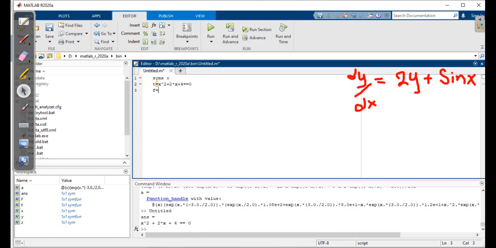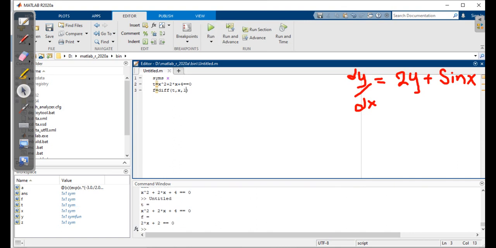So for example, f is equal to diff. The diff function is used to take the derivative. The first parameter is the equation, the second parameter is the variable with respect to which we want to take the derivative, like x, and the third parameter is the order of the derivative, first order, second order, or anything. I will take a first order derivative. The answer is 2x plus 2; you can solve manually and it will be the same.